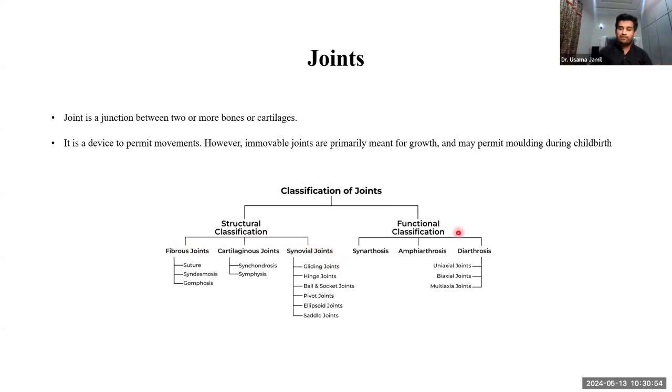Then there is functional classification. We will not go much into this detail, but there are synarthrosis, amphiarthrosis, and diarthrosis. They are mostly on the basis of the type of movement they allow. For example, some joints allow movement on one axis. For example, this elbow joint we have only allows movement in this direction. We can't just turn the elbow into right as well as into left.